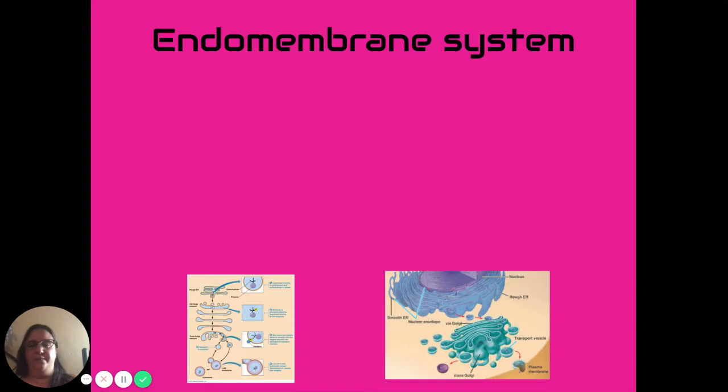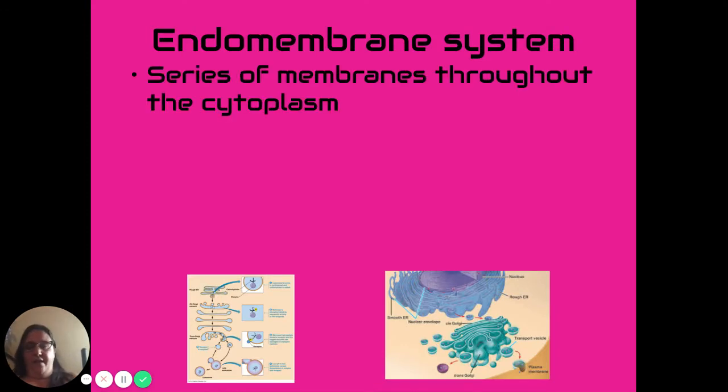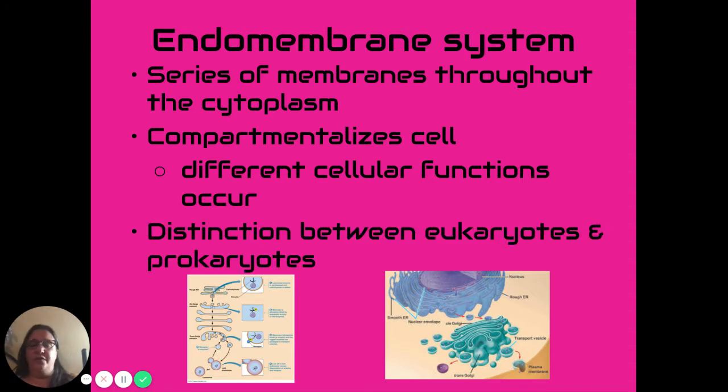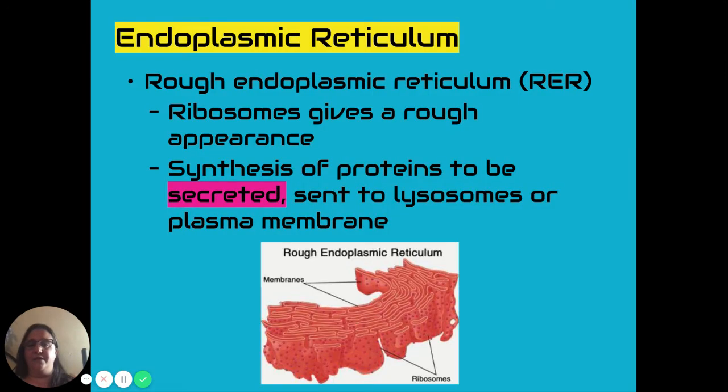Depending on where they're located usually relates to the function of the proteins they're assembling, or where those proteins will stay. Then we have the endomembrane system, which is a large series of membranes that runs throughout the cytoplasm and separates the cell into different areas. Each of those membranes has different cellular functions where different things will occur. And this is that huge distinction between our cells, animal and plant and fungus cells, and the prokaryotes, or the bacteria cells. They don't have any of this internal compartmentalization or membranes.